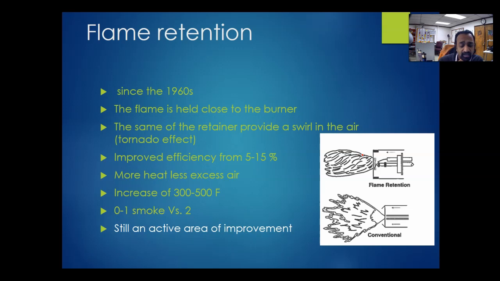Okay, it's still an active area of improvement. You might be able to come up with a new kind of turbulator, or you might see new ways for turbulators or diffuser plates on burners.